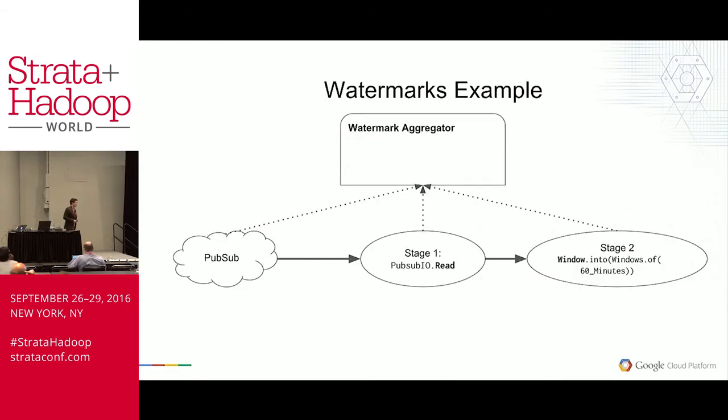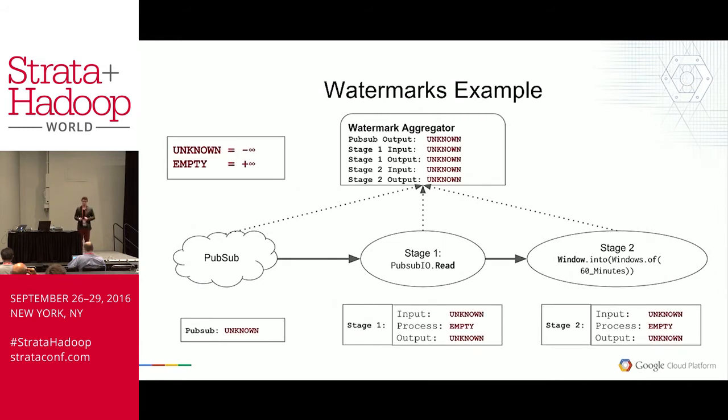So in this picture, we have a pipeline. It's reading from PubSub. It's reading into a stage, which is then shuffling it into a second stage, which is windowing that data into 1 hour aggregates. So that second stage will buffer up the data and emit aggregates on our boundaries when it's time to do so. And we also have a component in this picture that we call the watermark aggregator, which is kind of like a scoreboard. It keeps track of all of the watermark values for the rest of the pipeline.